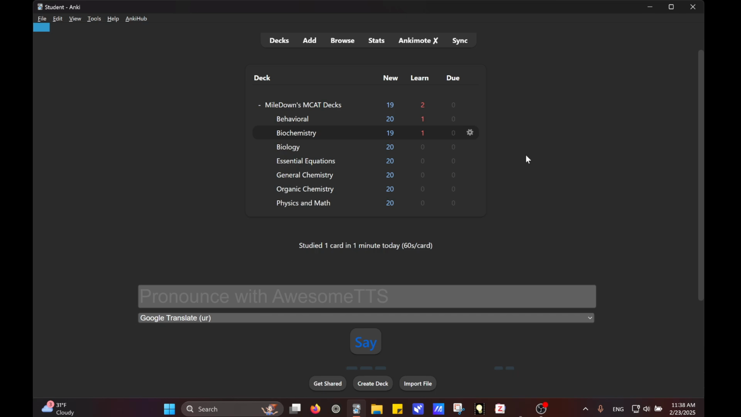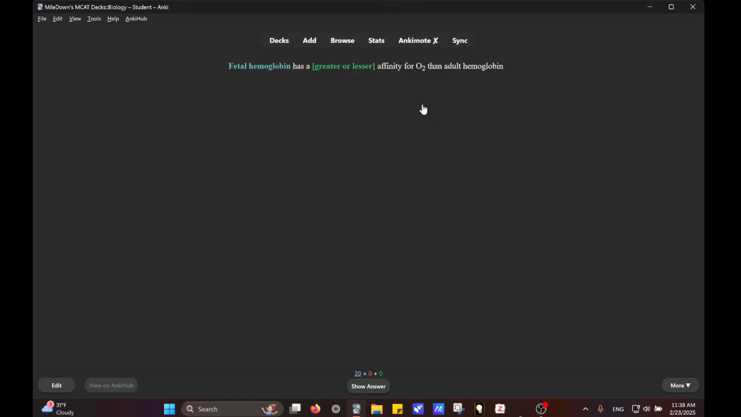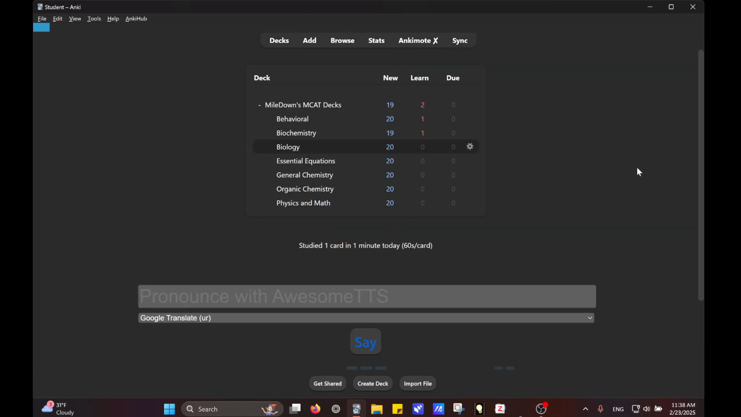And what I've seen students do is they download a fresh install of the MileDown deck, and then they say, today I'm going to study biochemistry or biology, and I'm going to click study now. And then they get fed 20 random cards from the entirety of what's fair game on MCAT biology, which is not really organized and honestly is a good way to start losing your mind.